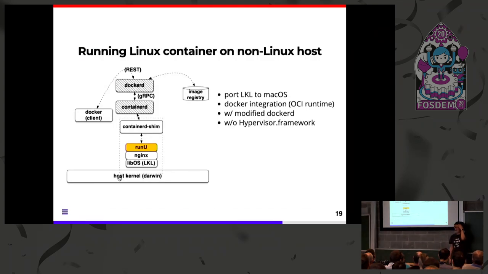Another use case is running Linux binary code on a different operating system. This demo is actually running on macOS with an Nginx implementation, providing the contents of these slides. We have implemented an OCI runtime implementation, which coordinates the invocation of the Linux kernel library and interacts with the container engine. We have currently only tested with containerd, as well as our own crafted Docker daemon implementation, which is running on Darwin without any virtualization.